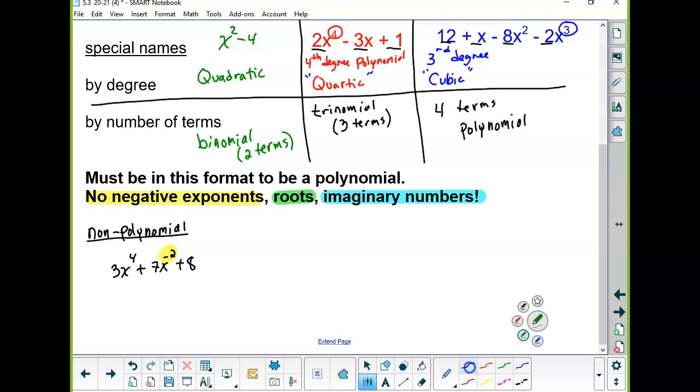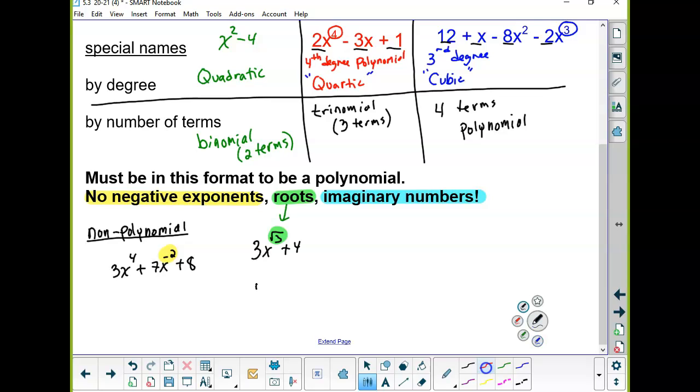And we could come up with a bunch of other examples. Let's look at one that has a root. Now if I have 3x to the, actually that one's a little tricky, I don't want that one. 3x to the, let's say, square root of 3 plus 4. Well, that's not a positive whole number. You can only have positive whole numbers in the exponent. So therefore, that is not a polynomial.